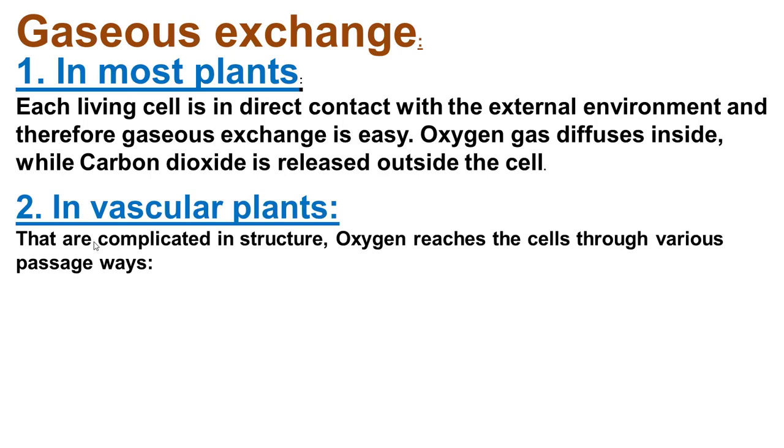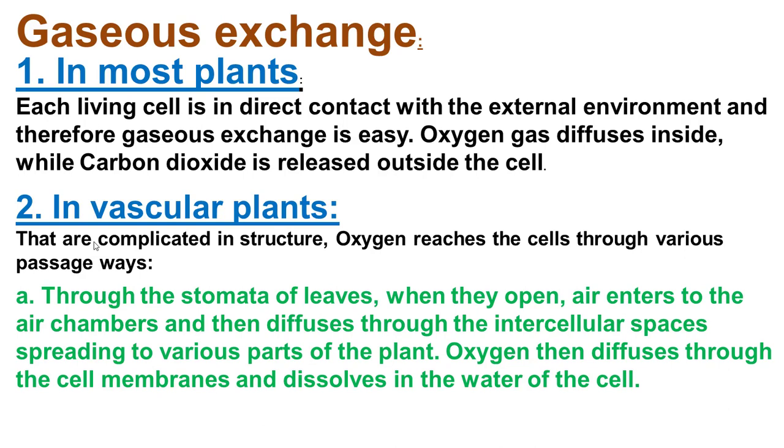How can the gases, oxygen or carbon dioxide, get out from the tissue? We have some ideas about this. First one, through the stomata of the leaf. When they open, air enters the air chambers and then diffuses through the intercellular spaces, spreading to various parts of the plant. Oxygen then diffuses through the cell membrane and dissolves in the water of the cell. So here, the first mechanism or first way is by stomata with diffusion.